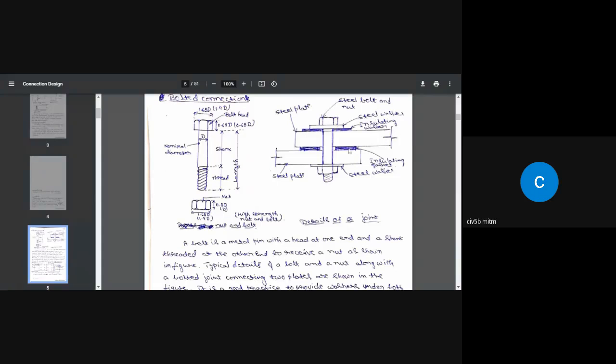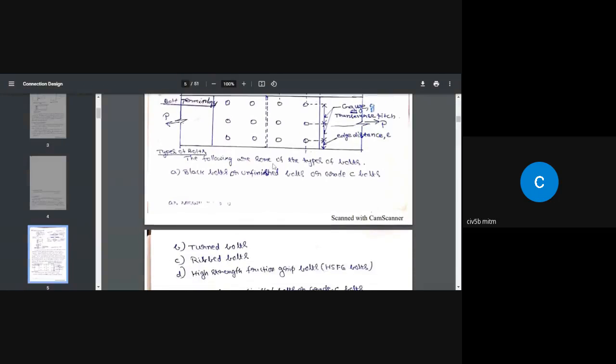Again, this is the way a typical connection is made when we are designing a bolted connection. We are not going to take into account the insulating washer and also the steel washer. This is done only during assembly. When it comes to the design, we are not going to deal with the steel washer part and the insulating washer part. This is a typical butt connection of two plates, and I'm going to deal with this later in detail because I have a better figure than this one.